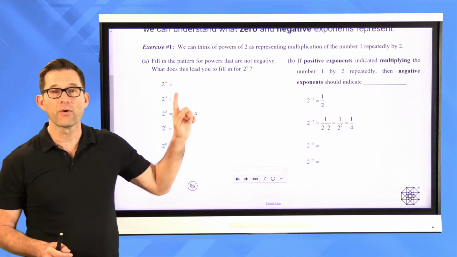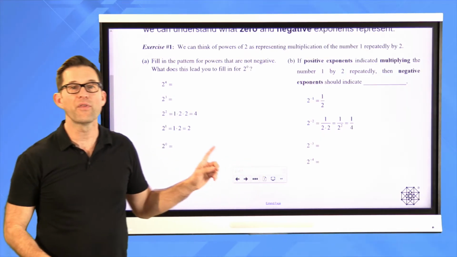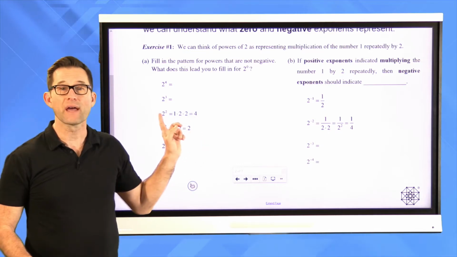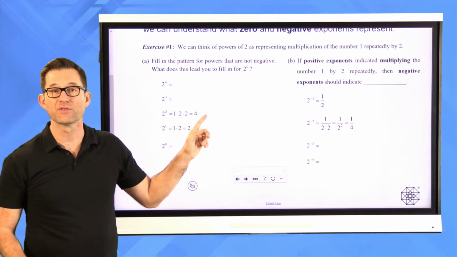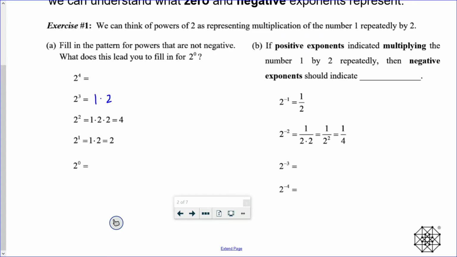Now, letter A, let's take a look at this. Fill in the pattern for powers that are not negative. What does this lead you to fill in for 2 to the 0? In other words, I claim that we want to think about 2 to the first as 1 times 2, which is 2. 2 to the second as 1 times 2 times 2, which is 4. 2 to the third as 1 times 2 times 2 times 2, which is 8. 2 to the fourth, 1 times 2 times 2 times 2 times 2, which is 16.